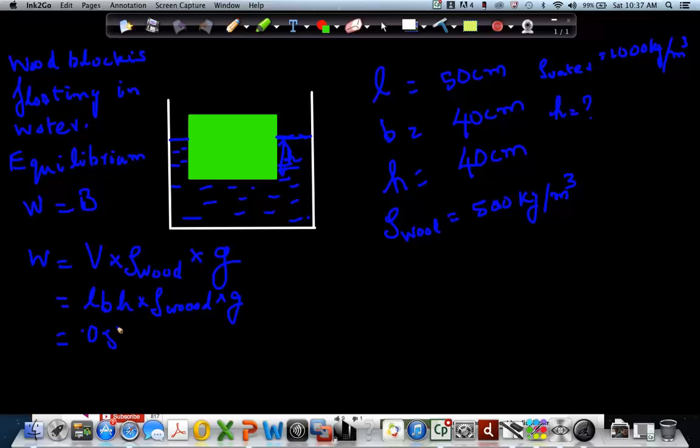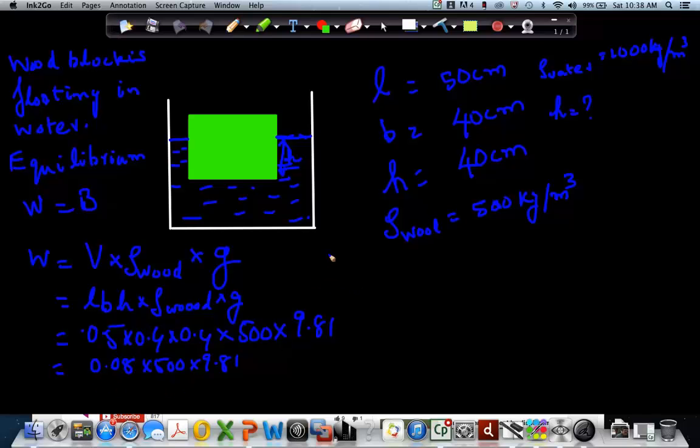So it is 0.5 into 0.4 into 0.4, right? That's the volume. 0.5 into 0.4 into 0.4 is the volume, into the density of wood, which is 500 kg per meter cubed, into acceleration due to gravity, which is 9.81, right? So 0.5 into 0.4 is 0.2. So this is 0.2, so it's 0.08 into 500 into 9.81, which is nothing but, 500 into this will be 40.